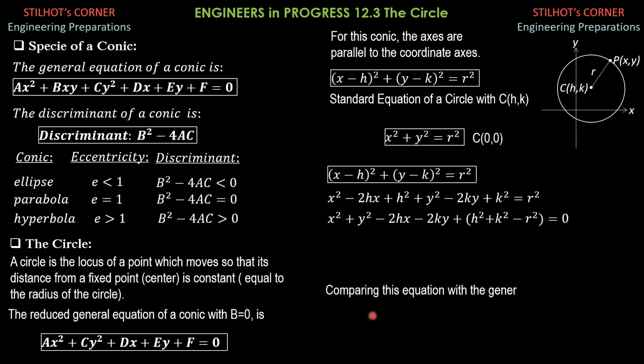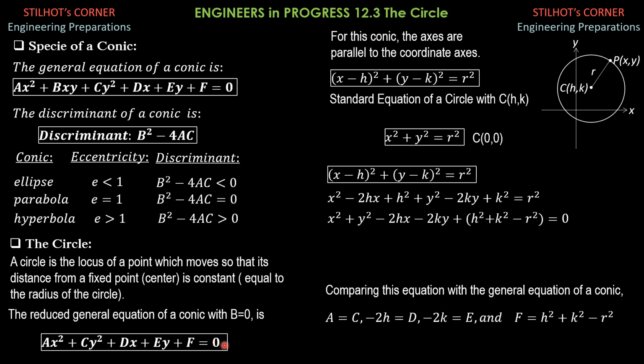Then comparing this equation with this reduced general equation of a circle, we conclude that because the coefficients of x squared and y squared are unity in this case, it doesn't mean a and c are unity, but it only means that a and c are equal. So a equals c, and negative 2h is equal to this coefficient here. Partially, we just conclude it that way.